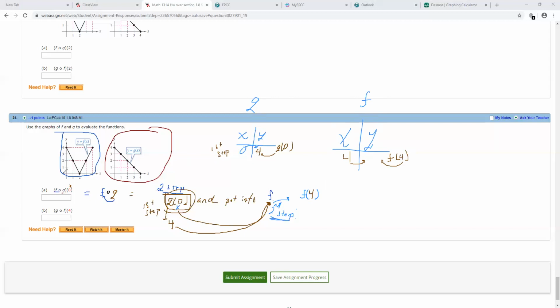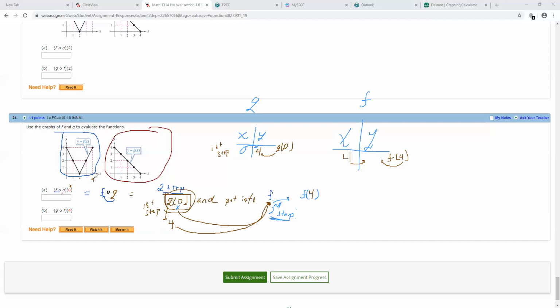So you look on the graph of F, and we look for the domain value 4. So that's 0, 1, 2, 3, 4. Here's 4. I think it got covered up here, or it's not showing. And now we look for that mapping.